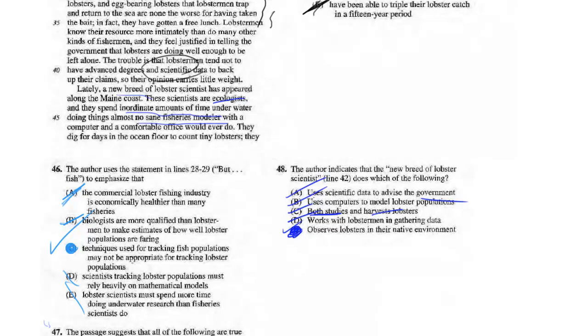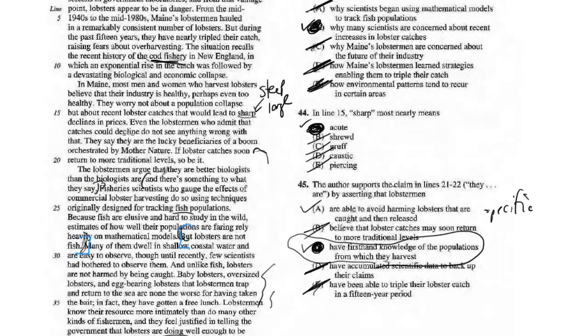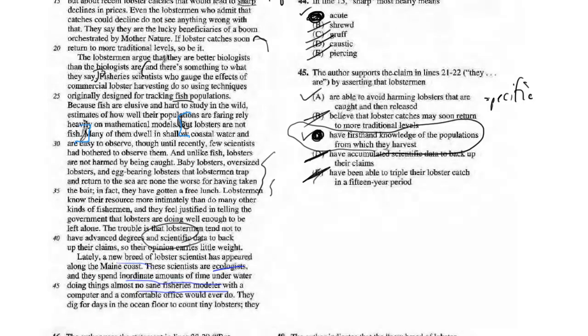Let's finish up with this general question. The passage suggests that all the following are true of fish, except. So probably what's going to be true of fish is what was mentioned in here, but the opposite, right? Fish will not dwell in shallow coastal water. They'll be hard to observe. Scientists do observe them. Fish are harmed by being caught. Let's see. Yeah, something like that.